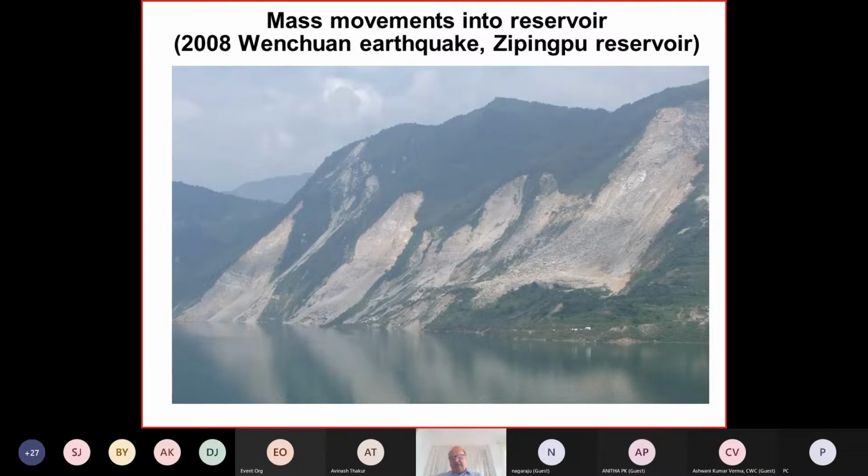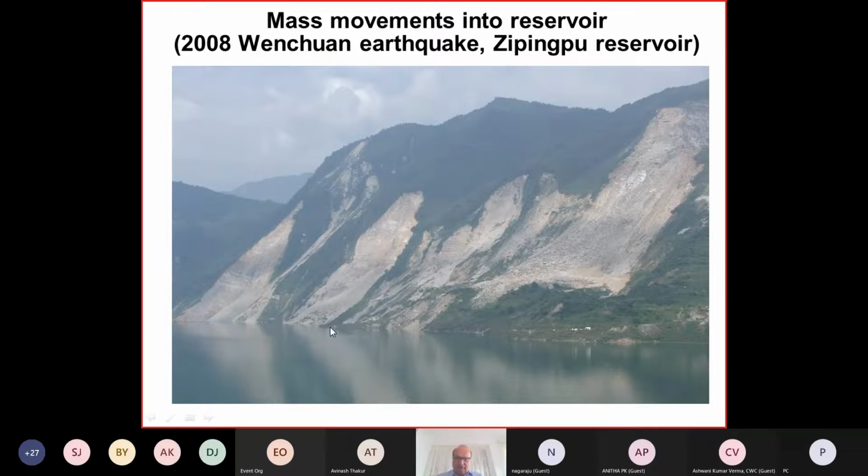This is a picture taken from the crest of a concrete face rockfill dam. This is just a few hundred meters away from the dam, and it's a 152 meters high dam. But you can see these rockfalls occur very close to this dam, and they come into the reservoir.